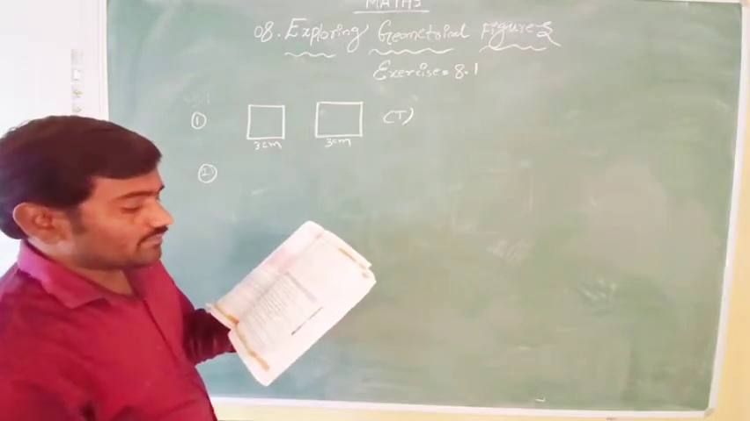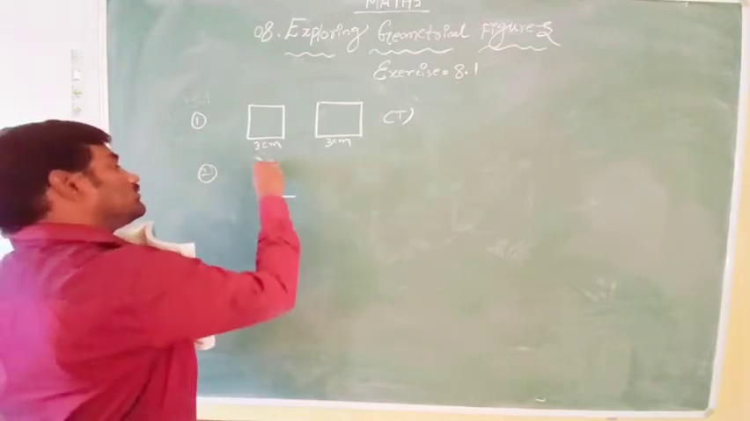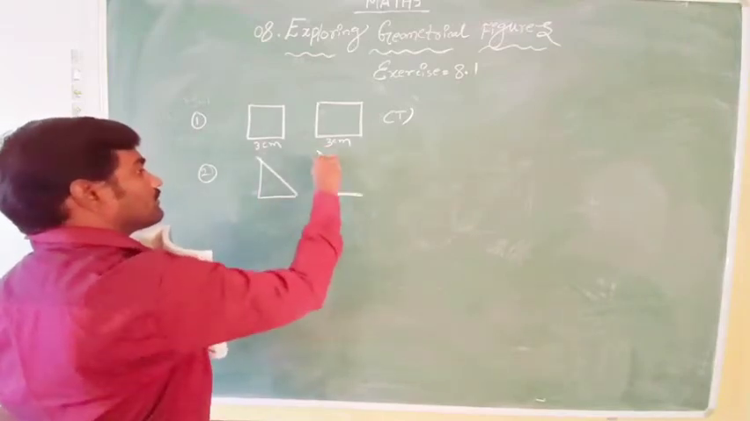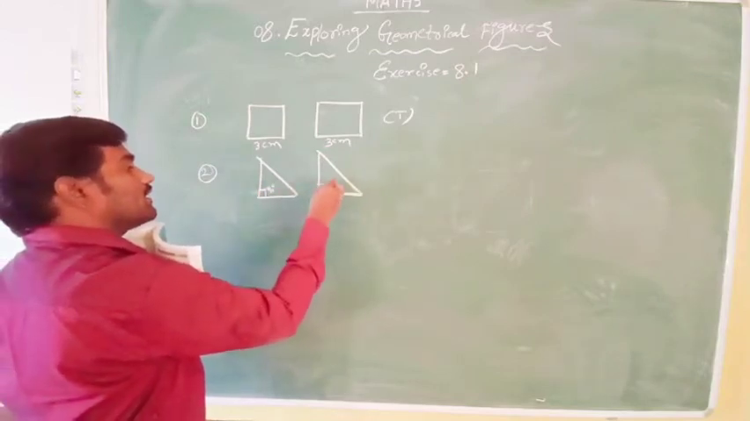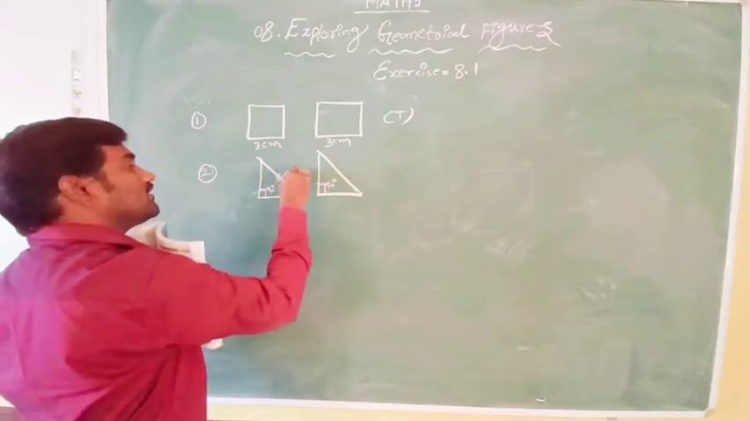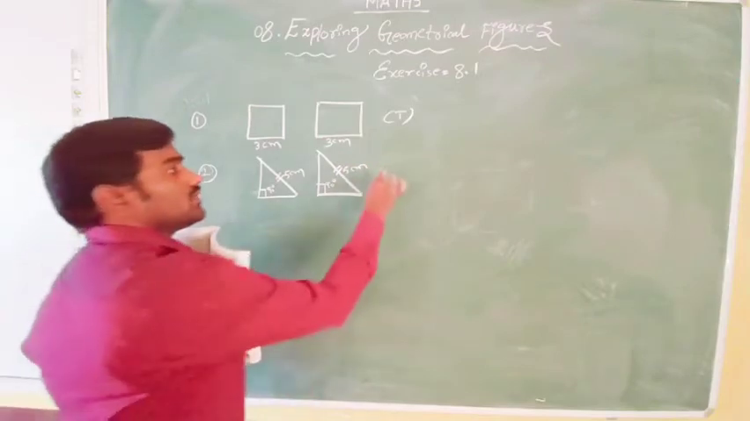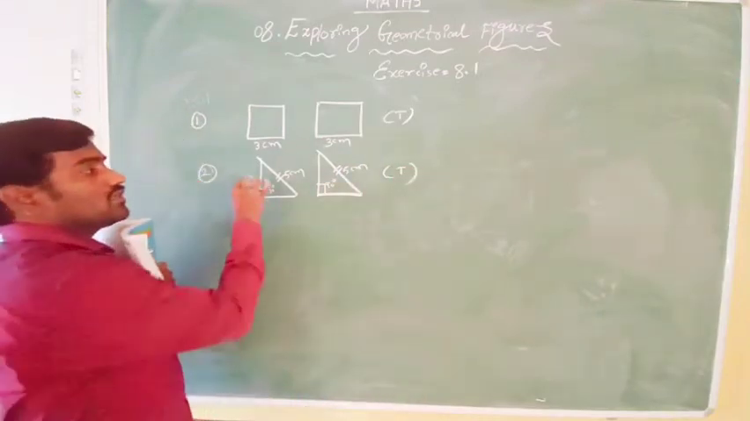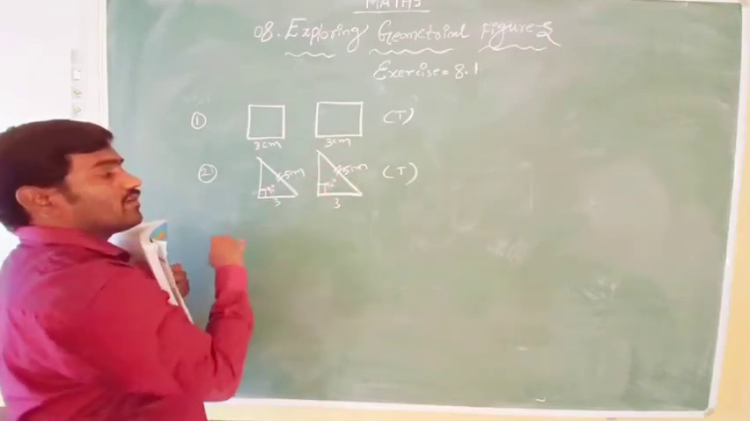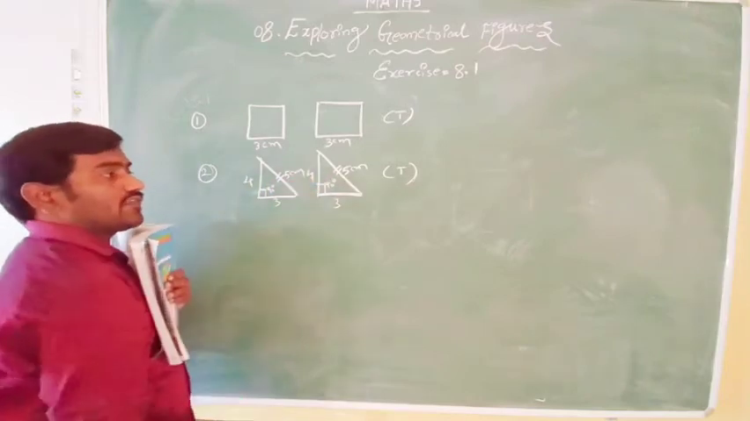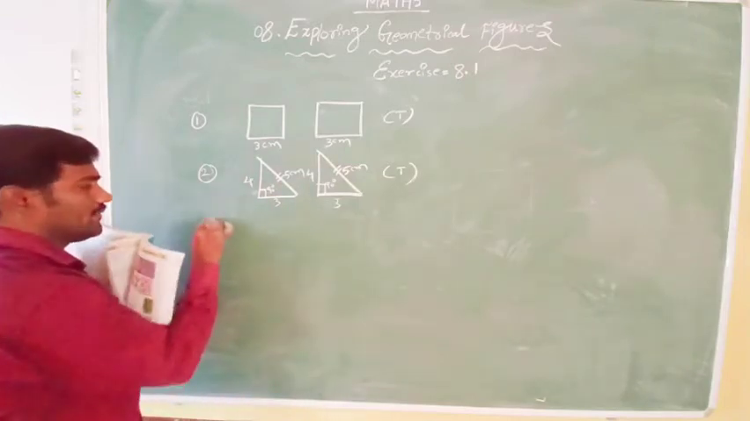Any two right triangles with a hypotenuse of 5 centimeters are congruent. Here two right angles, 90 degrees and 90 degrees, with hypotenuse 5 centimeters and 5 centimeters. Are they congruent? Yes, they will be congruent, because for the hypotenuse to be 5, the other two sides will definitely be 3 and 4. So these two triangles are congruent.